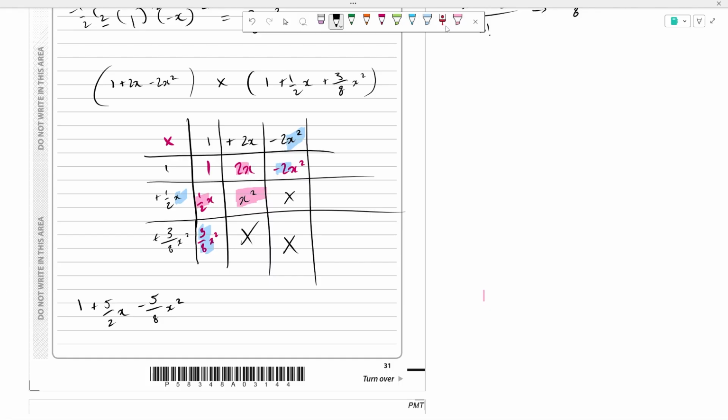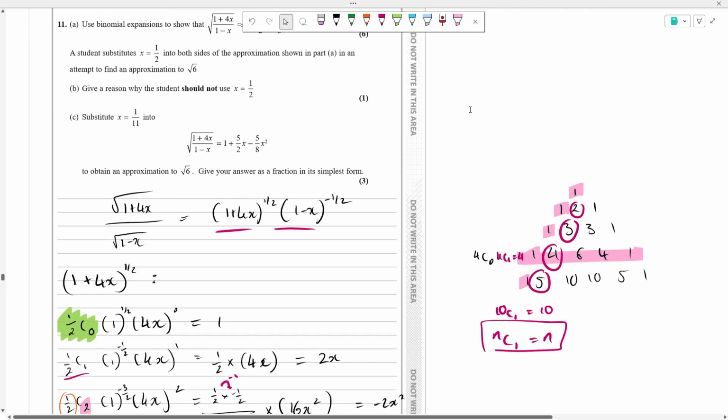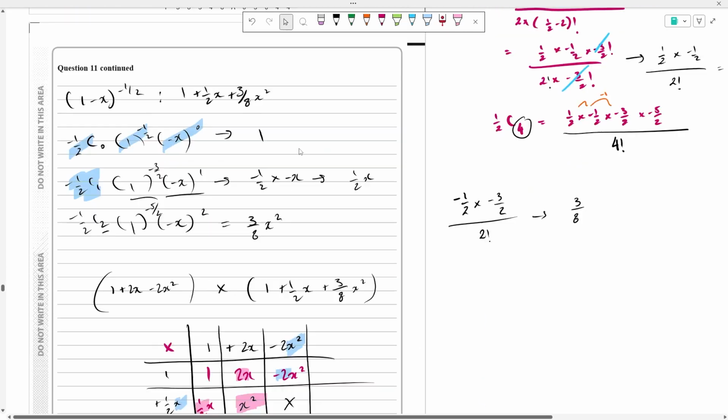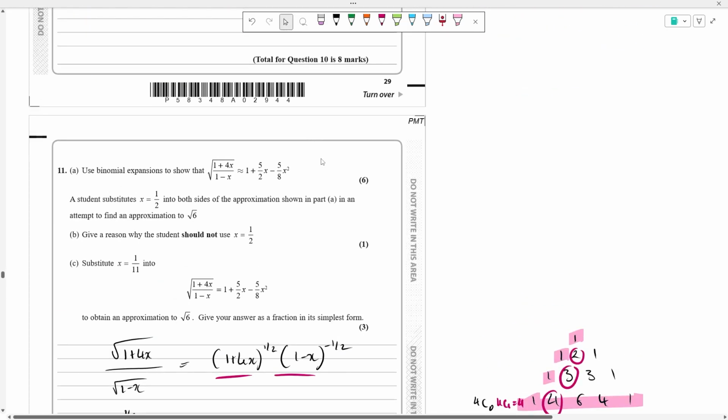Yep, so these are all x squared terms. So make sure you just add those correctly. Don't make the mistake that I just did now. Perfect. And that's our part A complete.